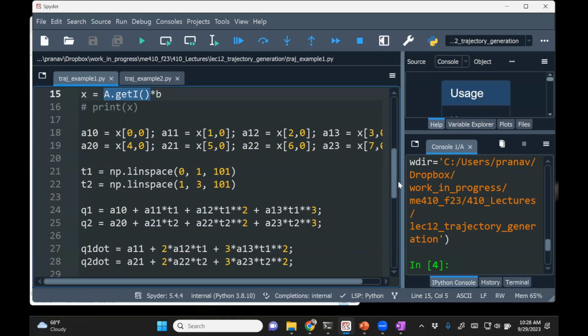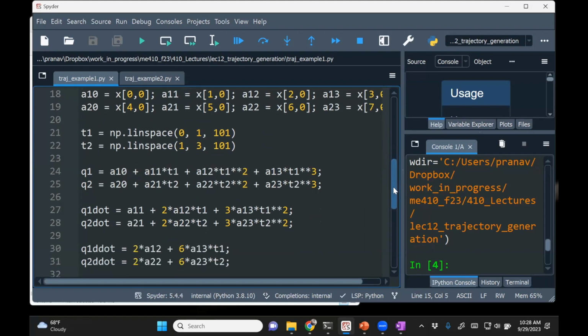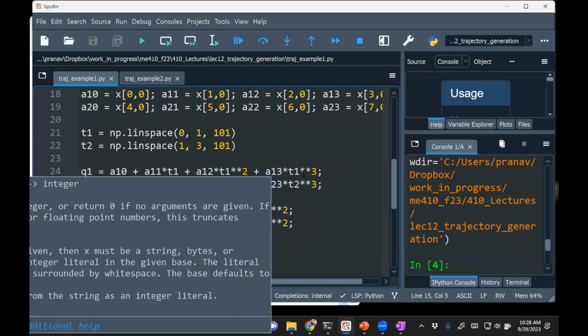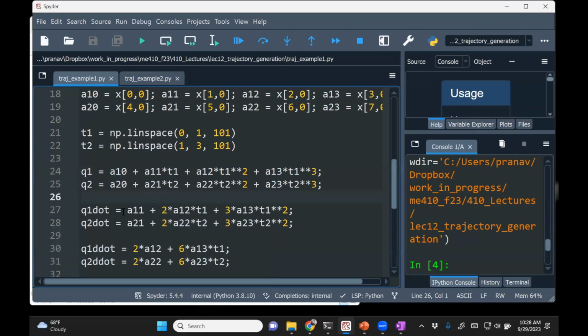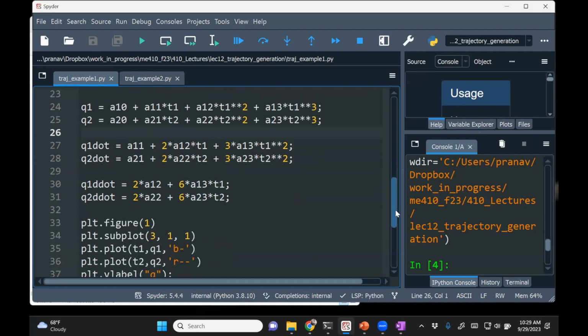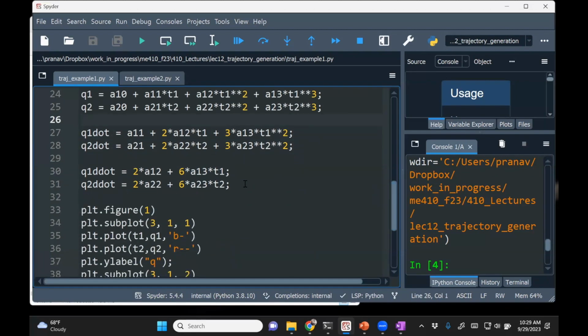Then, just to show you what the trajectory looks like, I create the time from 1 to 3 with 101 points. Then I compute what theta1 and theta2 are, written here as q1 and q2. You can see it's a function of time, in fact a third order polynomial with those constants. I take the derivative of q1 and q2, which is shown here. And then I also do the step of computing the second derivative, because I want to see how the second derivative would look. So I'm going to run this code.